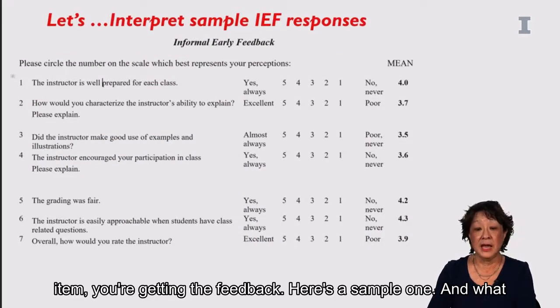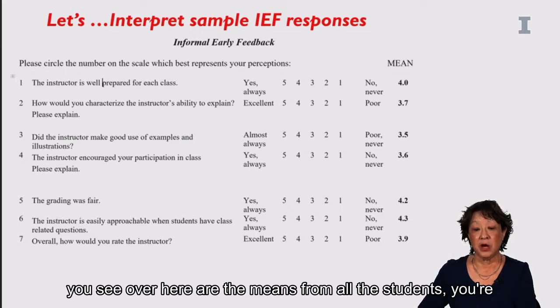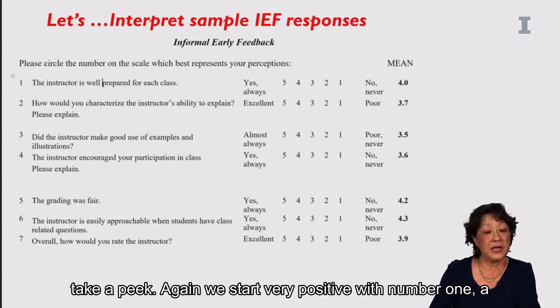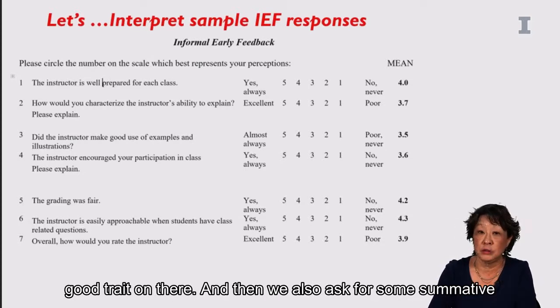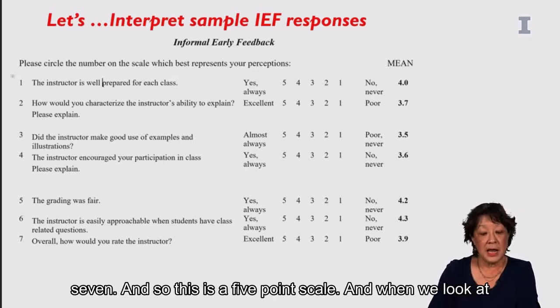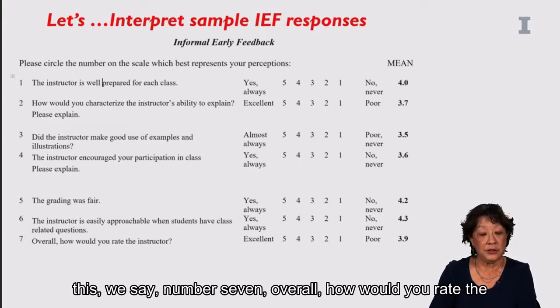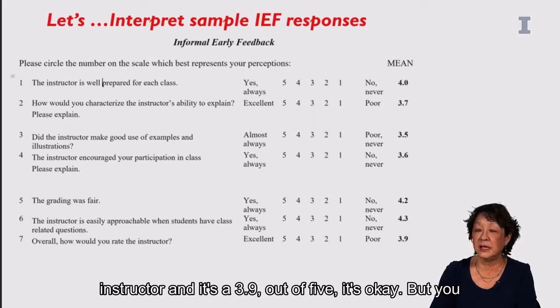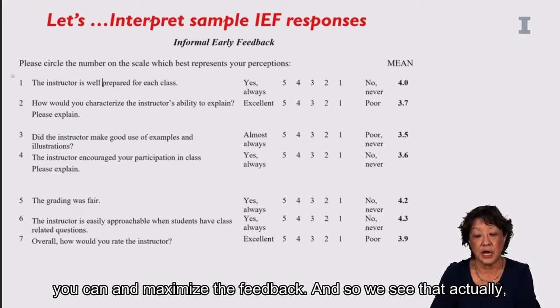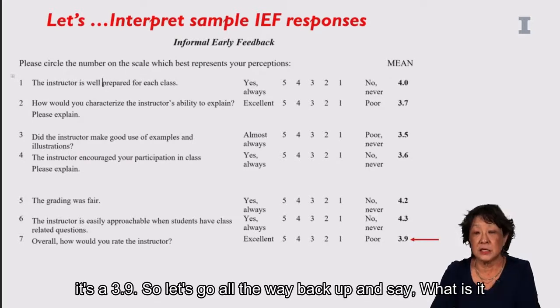Here's a sample, and what you see over here are the means from all the students. You're going to have to calculate that, and what I want you to do is take a peek. We start very positive with number 1, a good trait, and then we also ask for some summative global items at the very end, which in this case is number 7. This is a 5-point scale, and number 7 asks, overall, how would you rate the instructor? It's a 3.9 out of 5. It's okay, but you really want to raise that score. You really want to do the best you can and maximize the feedback. So we see that actually it's a 3.9.